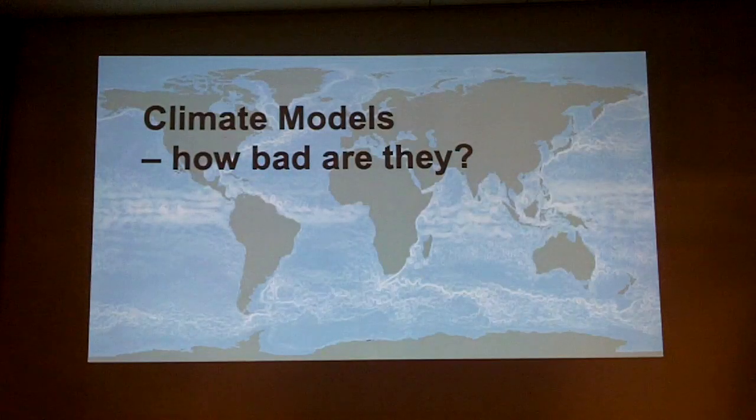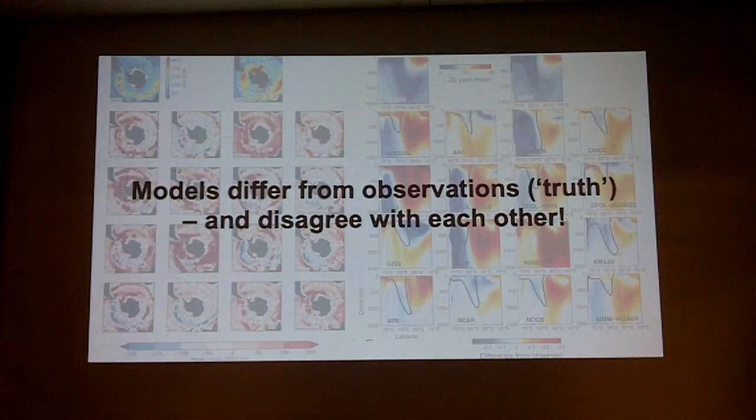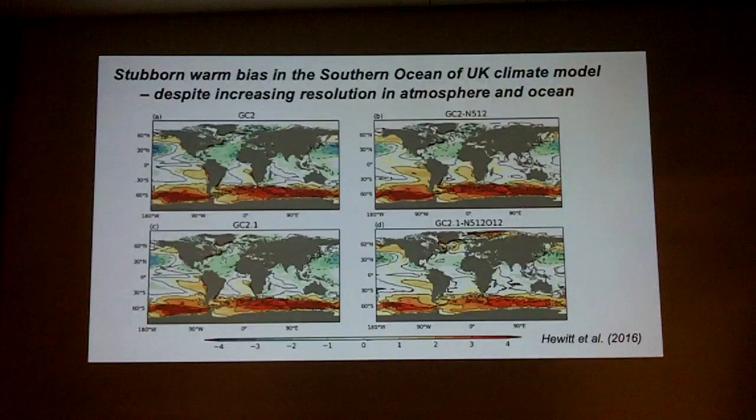So how bad are they? I don't have much to say about this because it would take too long. This is just an example of how varied the results are. So if I hit my button again, we get models disagree from observations, which we kind of regard as truth. They differ from observations, but they disagree also with each other. This summarises just how awfully warm the Southern Ocean is in the very best climate models of the UK. Those temperature anomalies are way too large, like 4 centigrade.